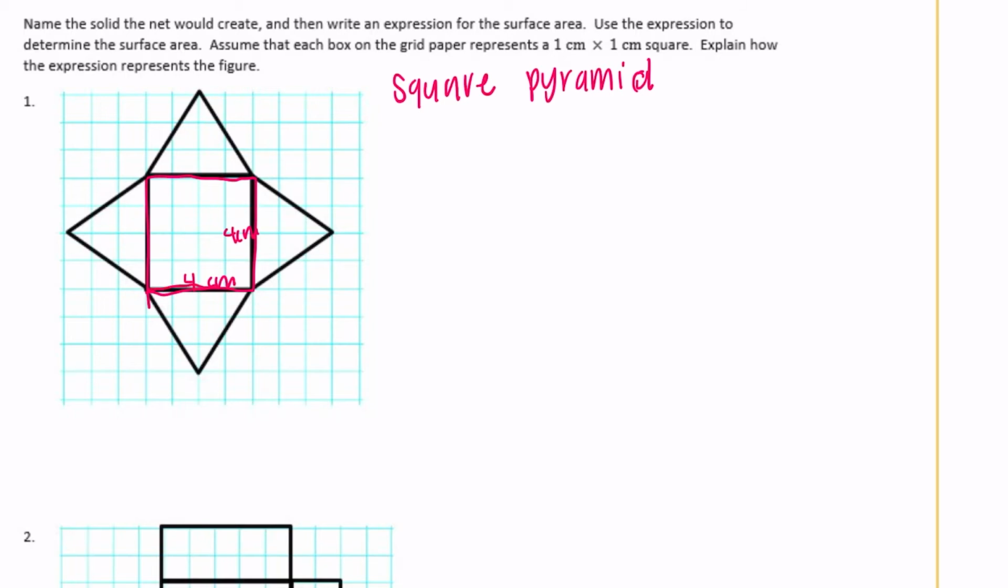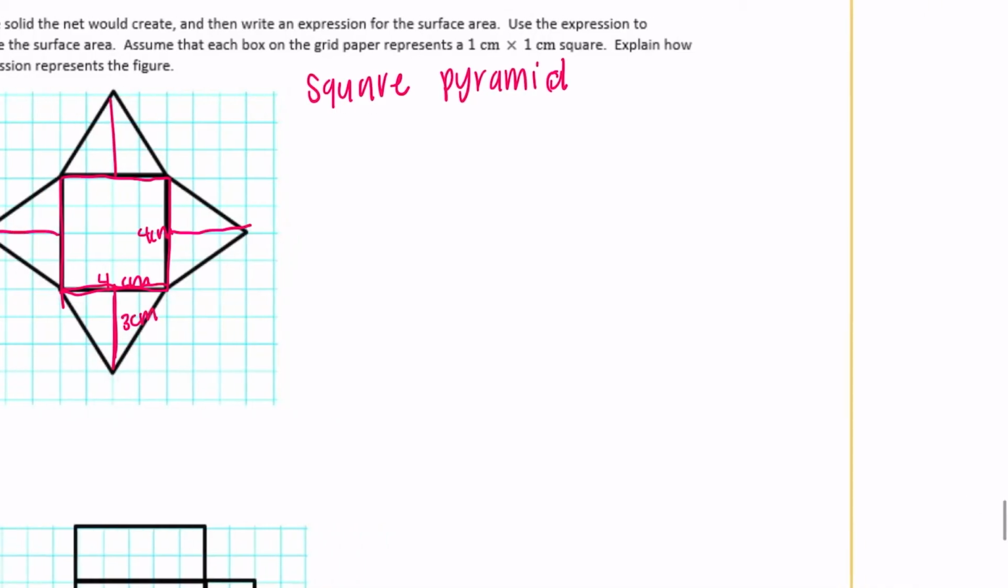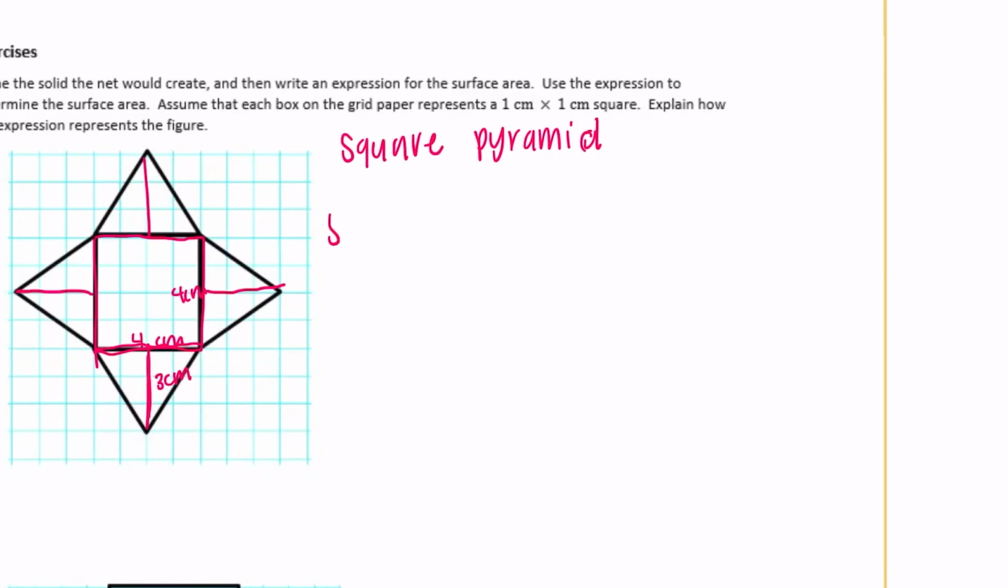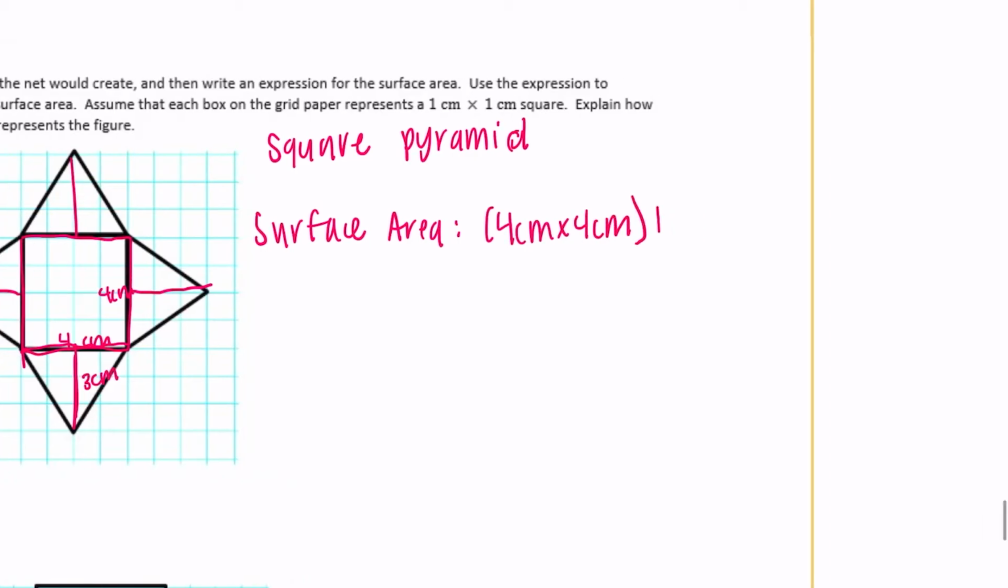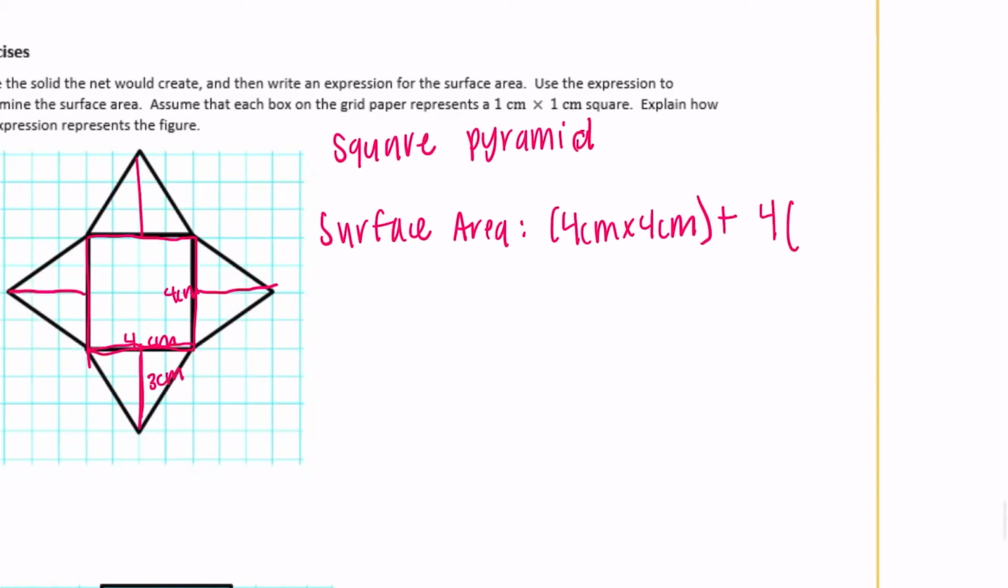So the base of this triangle is 4 centimeters. The height is 3 centimeters. And we have 4 groups of that. So to find the surface area, we would do, let's start with the square in the middle, 4 centimeters times 4 centimeters plus, then we have 4 groups of 4 triangles of 4 times 1/2 times the base is 4 centimeters. Here, 4 centimeters, and the height is 3 centimeters.